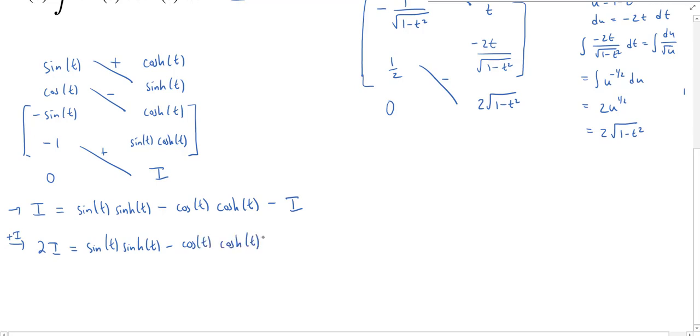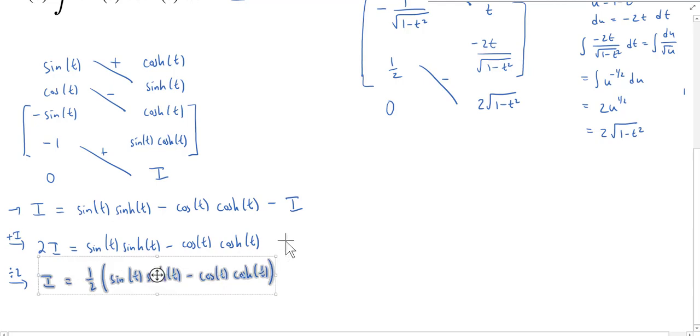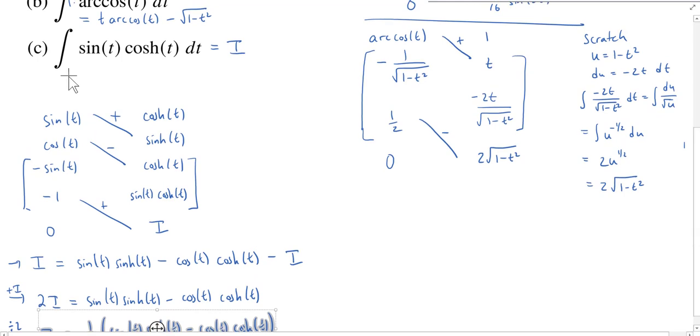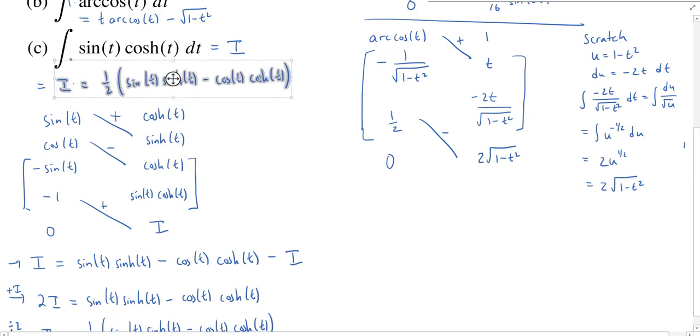Of course, my goal isn't to get twice I, it's to get I. So I will divide by 2, and that will give me I is 1/2 times sine times sinh minus cosine times cosh. And there we go. So that we could copy paste up here under our integral equals, all right, let's put it on up there. Okay, I guess we don't need this I here, right? Get rid of that. So there we go.